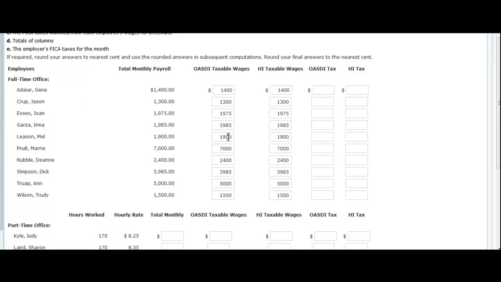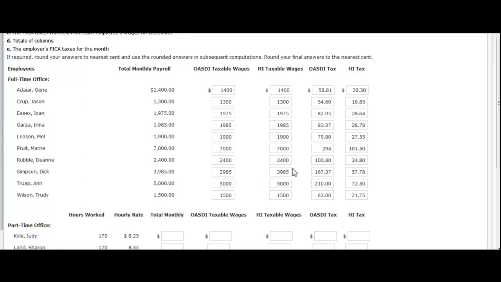Okay, now since none of our employees make over the $110,100, all of their paycheck is subject to taxes, so then we're going to calculate the OASDI, which is 4.2%, so 4.2% times 1,400 is $58.80, and then the high tax is 1.45%. We've done this quite a bit up to this point, so 1,400 times 1.45% is $20.30. So now we're going to do the exact same thing for every single one of these employees.